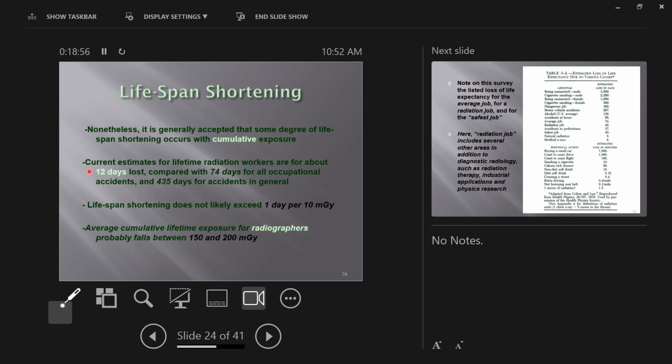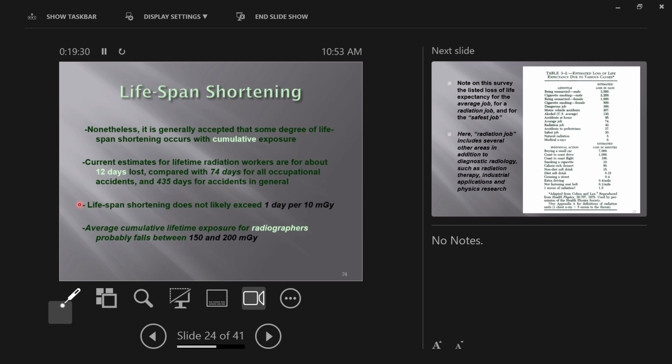You might live 12 days longer than me, even if we do the same job, right? Even if we do everything, you might have a twin who lives 12 days longer than you, if you do everything else the same. So this is statistically not super important, but it is still quantifiable. 12 days shorter life than the average for radiation workers, compared to 74 days shorter on average for all occupational accidents, and 435 days shorter, which is over a year, for accidents in general.